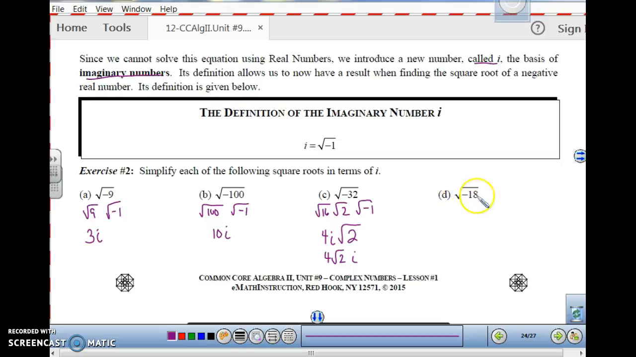Alright, the square root of negative 18. Well, what perfect square goes into 18 would be 9. So that would be 9 times 2 times negative 1. The square root of 9 is 3. The square root of negative 1 is i, times the square root of 2. 3i times the square root of 2. So these are imaginary numbers using i because we have to take the square root of negative 1. That's how it works out.